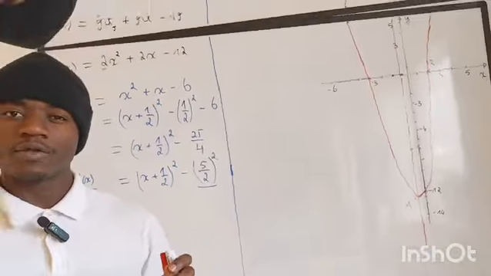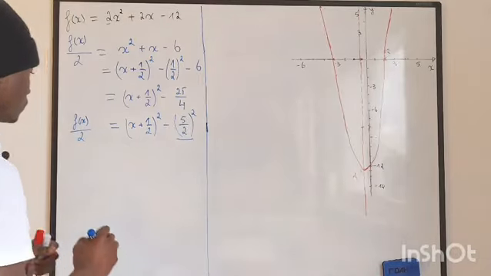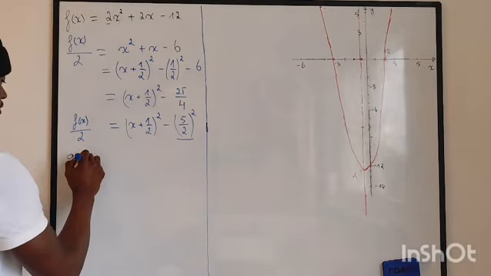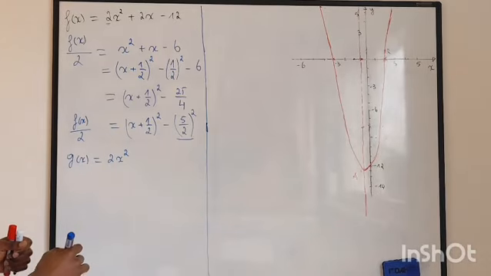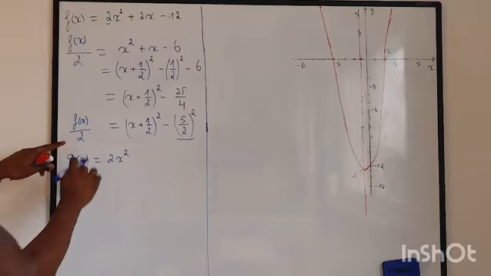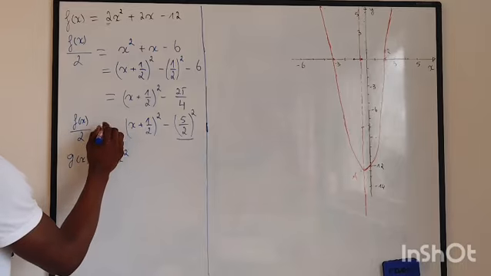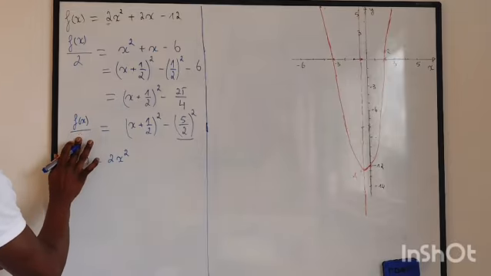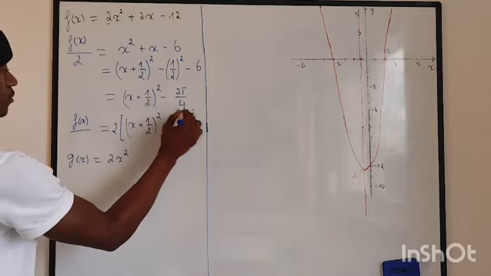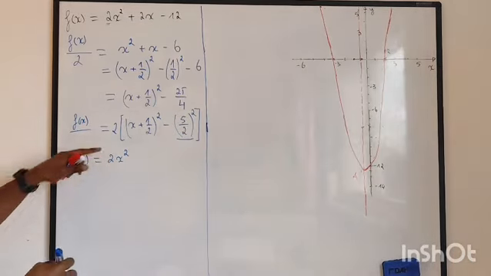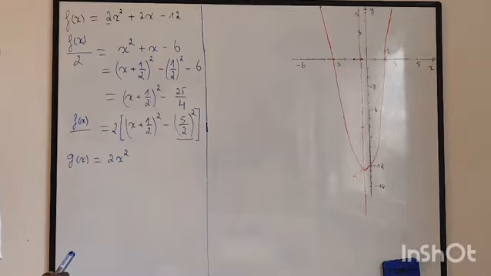The core idea of that other method is to assume we have another function. Let us call it g. g of x equals 2 times x squared. And here I multiply the whole equation by 2 to have 1 on the denominator, so I have 2 times all this: 2 times x plus 1 half squared minus 25 over 4.